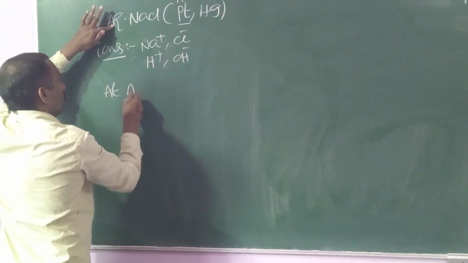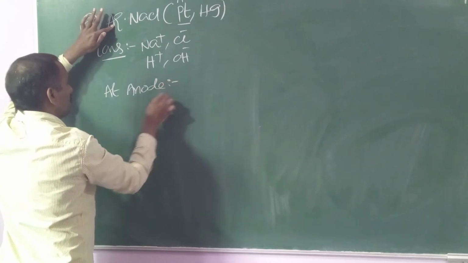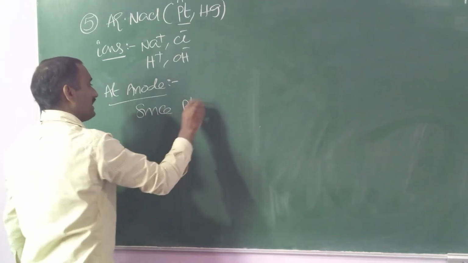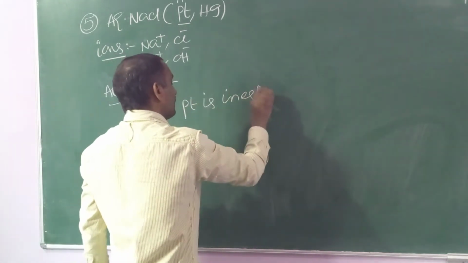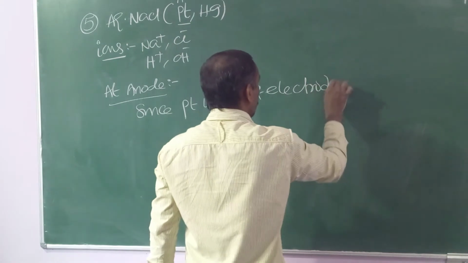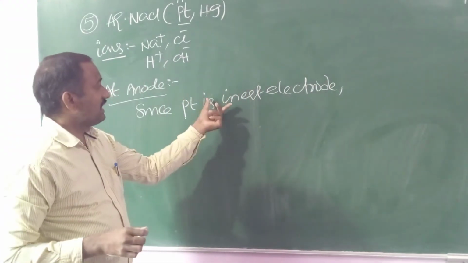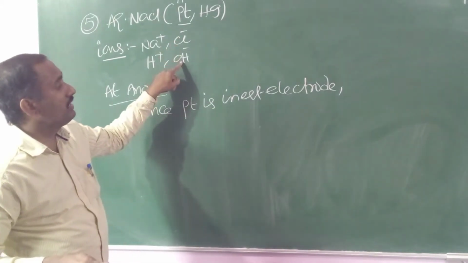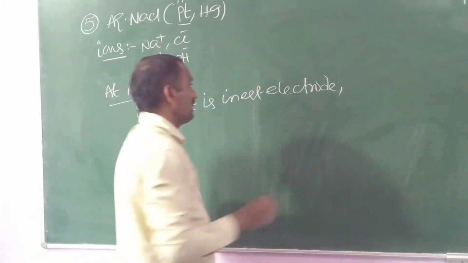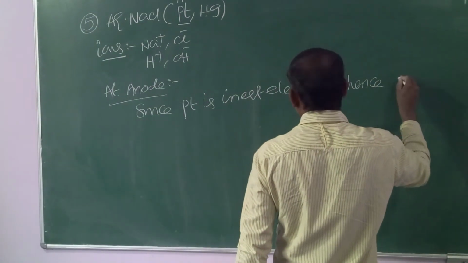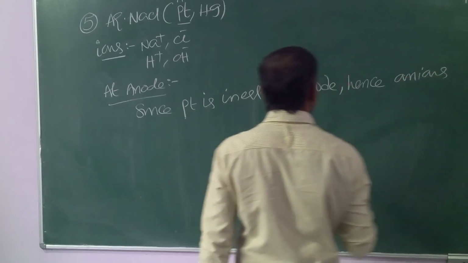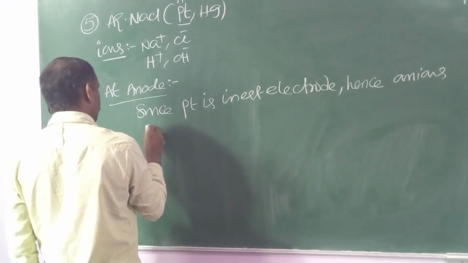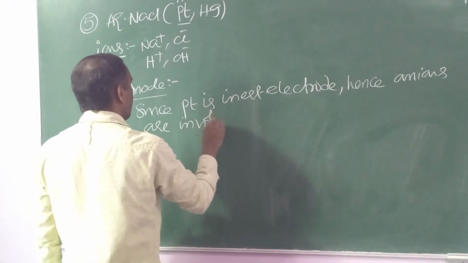Now at the anode. Now check: the anode is an inert electrode, since platinum is an inert electrode. Whenever an inert electrode is given, this electrode does not participate in the reaction. Hence, whenever platinum is given, ions are involved in the reaction. Since platinum is an inert electrode, hence at the anode, anions are involved. At the cathode, cations are involved.